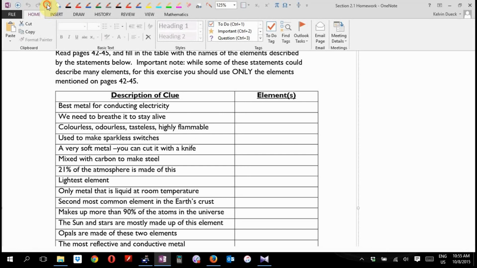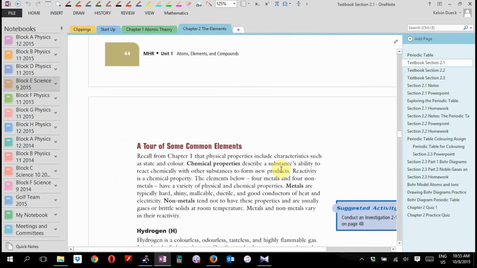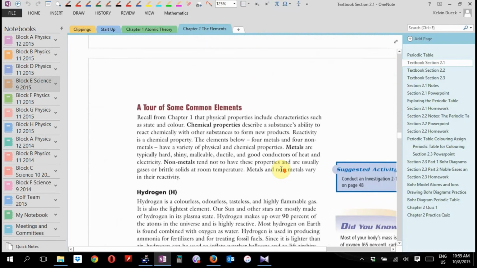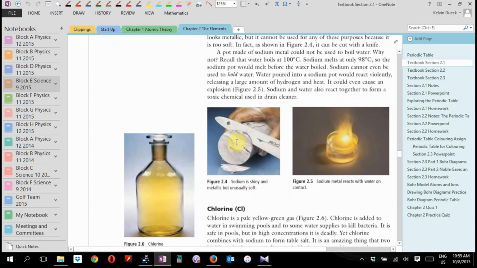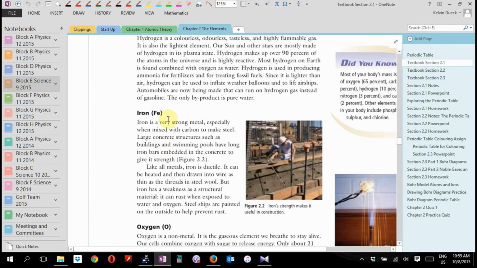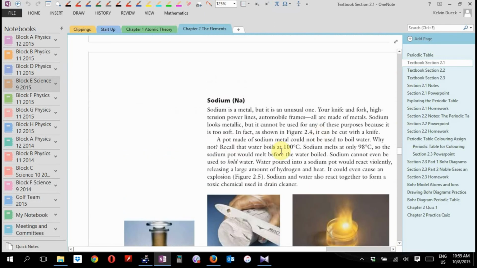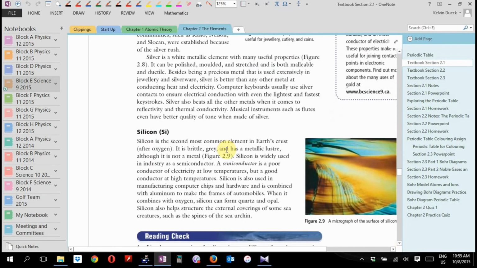I'll show you what it looks like on mine. Here, page 42. Oh, there we go. So it walks you through this a little bit, but where you really want to look is where it says a tour of some common elements, which starts on page, I think, 43, nope, 45. It has a little paragraph on hydrogen, iron, oxygen, sodium, chlorine, mercury, silver, and silicone. You can find the answer to all of those clues in that paragraph.